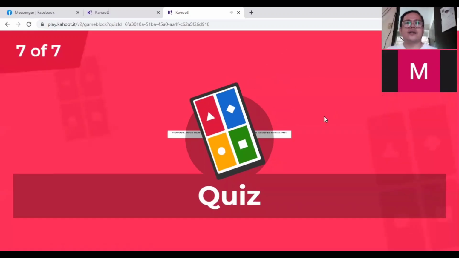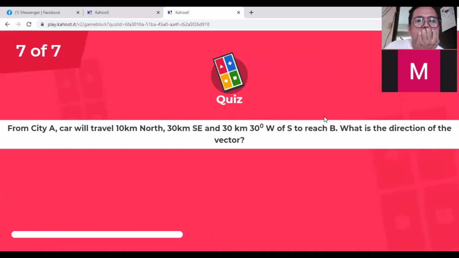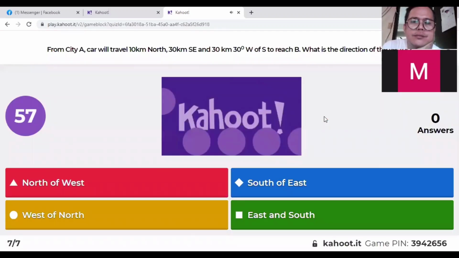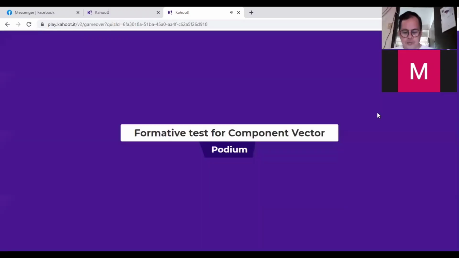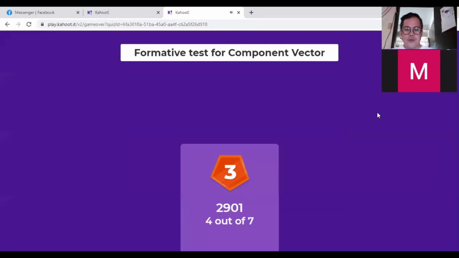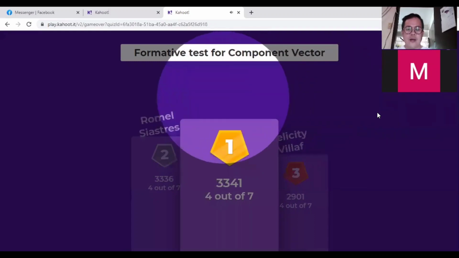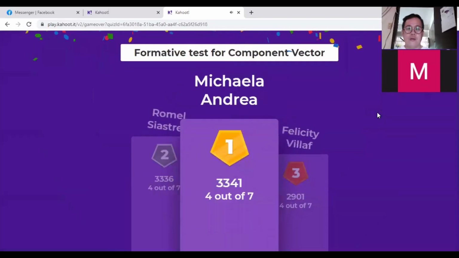Romel. And let's have the last. You should write down your answer so that you can solve it. You have only 1 minute to answer, because you need to locate that in the x and y Cartesian plane. So our podium: Felicity, then Romel, then Michaela.